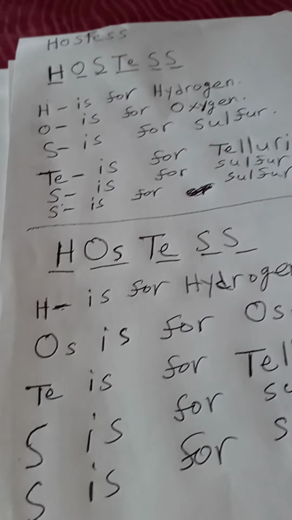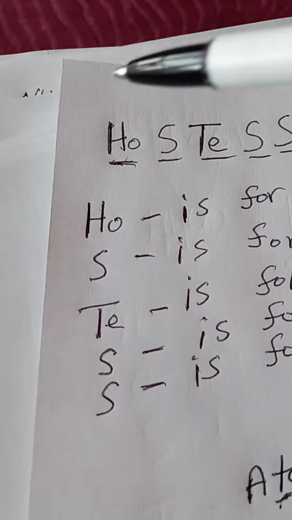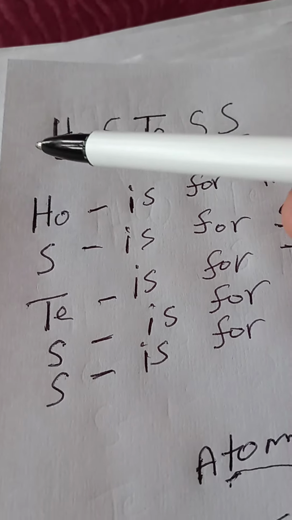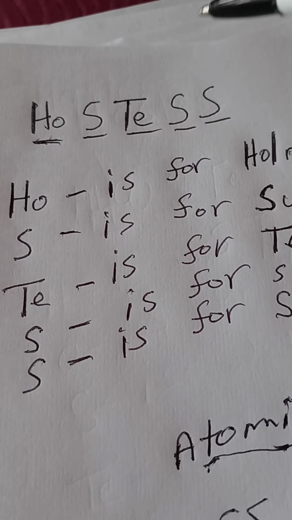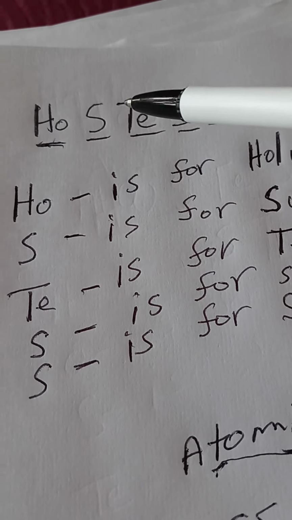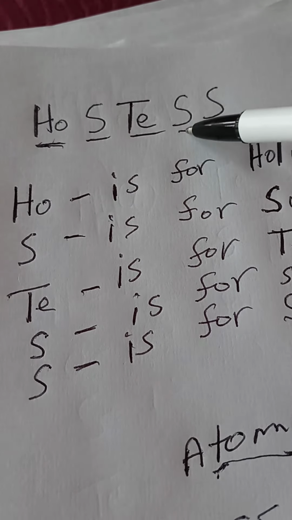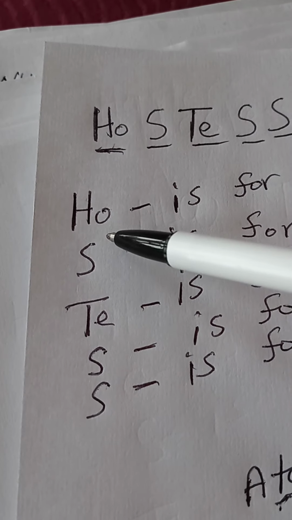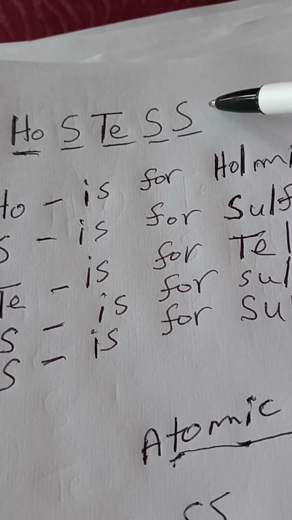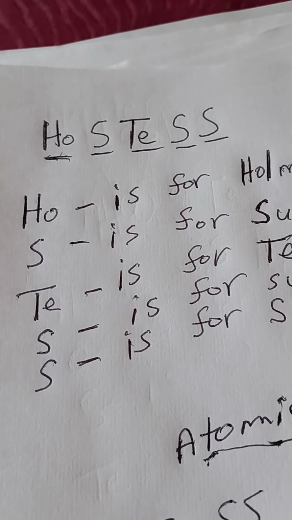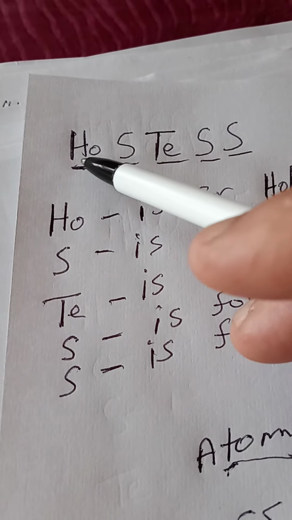Okay, in each case. Then you can rewrite this another way. You can write the HOSTESS: capital H and a lowercase o, capital S, capital T, a small e, capital S, capital S. You see here? So the capital T and the small e, the capital S and the S all stay together in all three examples.